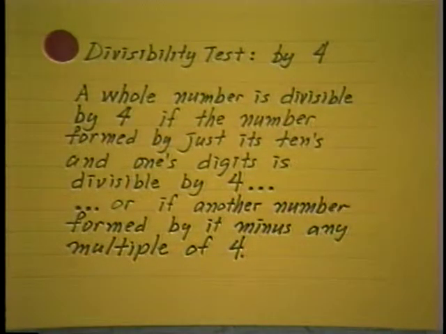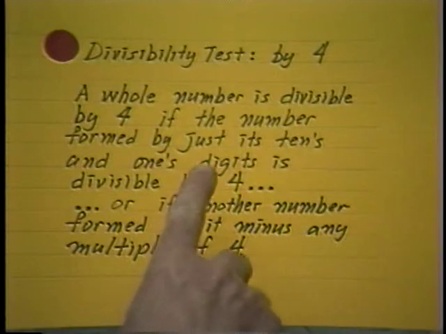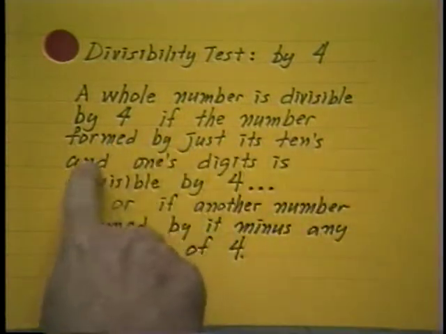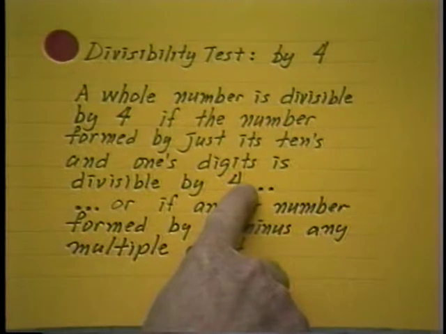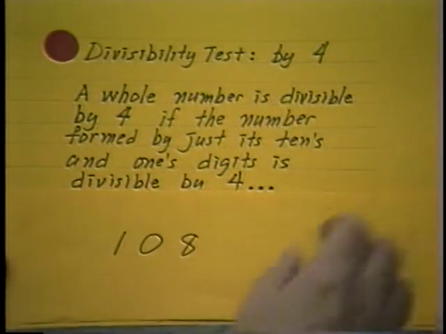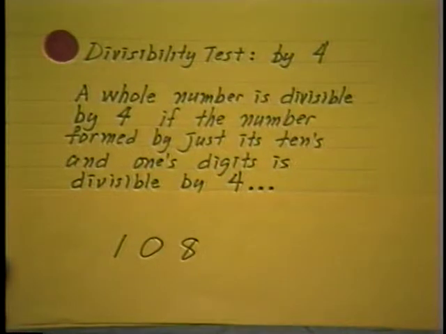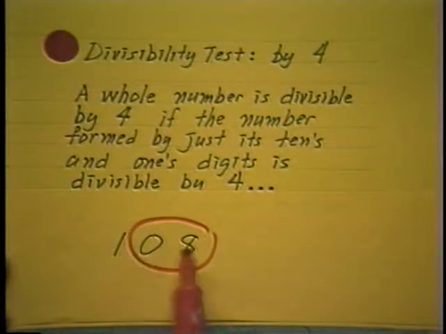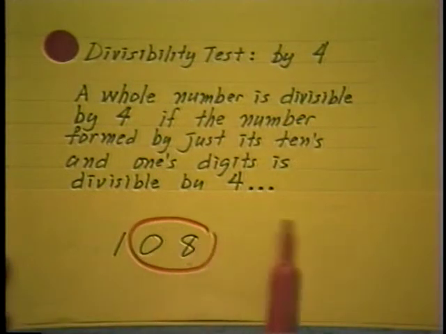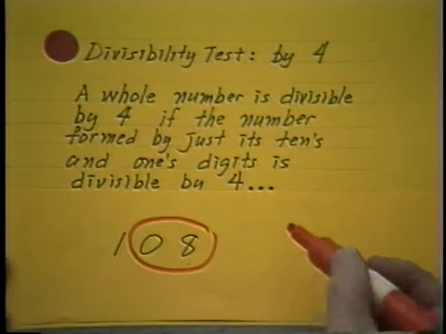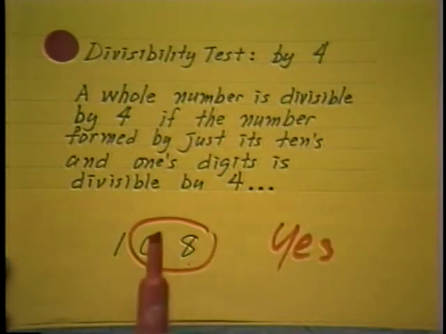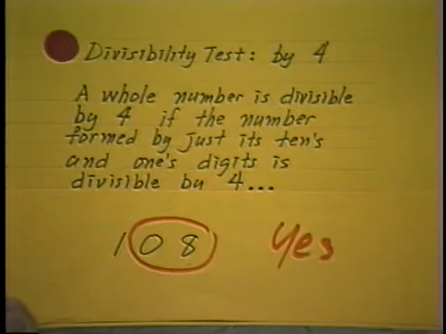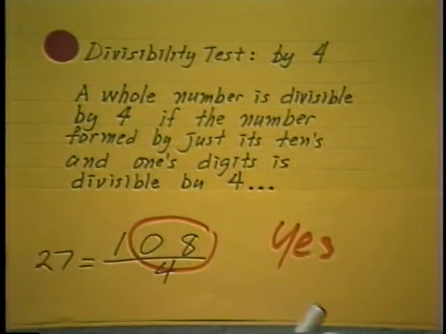To check divisibility by 4, you ask, is the number formed by just its tens and ones digits divisible by 4? Let's check just that portion alone first. Here's our number. Let's look at that portion formed by the ones and the tens digits, which is still 8, of course. Is that divisible by 4? The answer is yes. Therefore, the whole number, 108, is divisible by 4. As a matter of fact, 4 divides into 108 27 times.